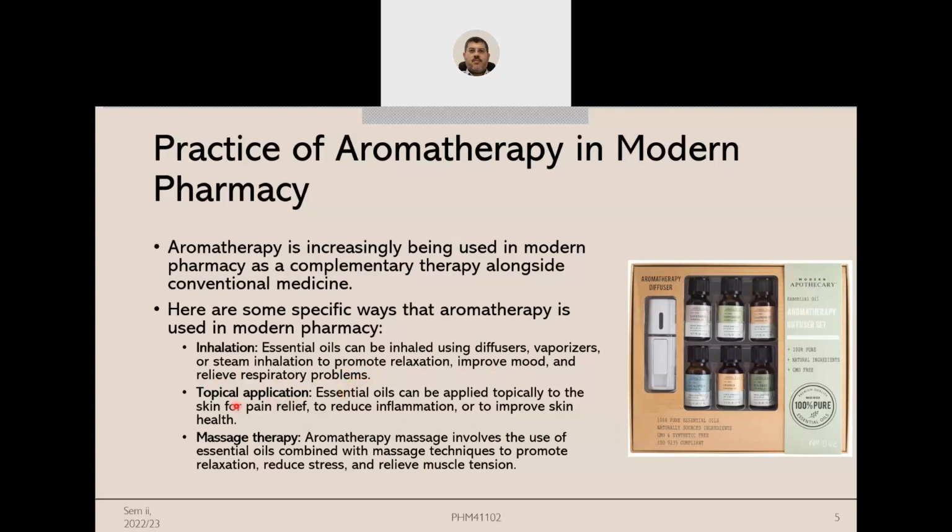It can also be applied topically on the place or the location that has problems. For example, muscle pain or joint pain or inflammation of the skin or wound healing and so on. So the essential oils can be applied topically to the skin to treat this problem, for pain relief, to reduce inflammation, or to improve skin health, just for beautifying purposes, to improve the skin health and condition. Okay, sometimes used for treatment of acne as well.